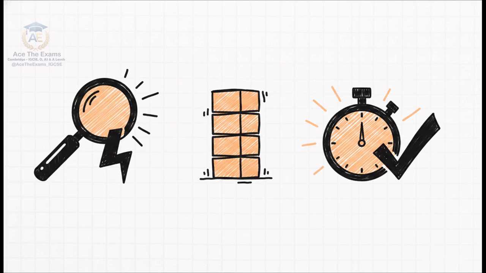Rule 2. PEEL framework application. Build your argument systematically to secure every single one of those method marks. And Rule 3. Time management matrix. Deconstruct, solve, and evaluate efficiently so you always have time to verify your results and double-check your units.